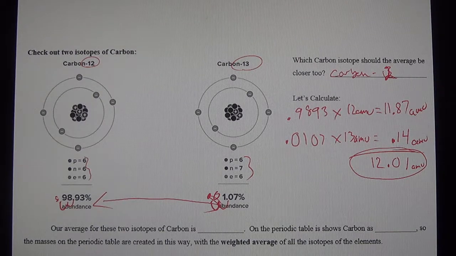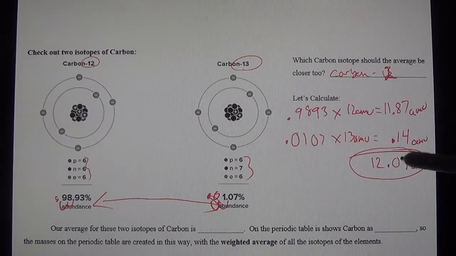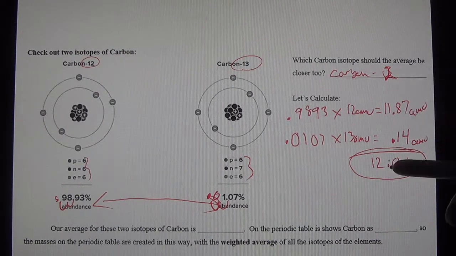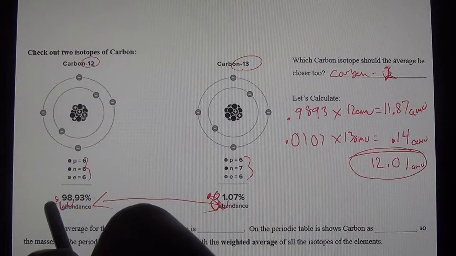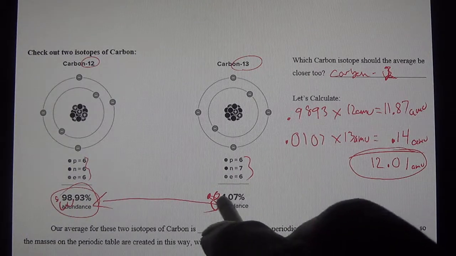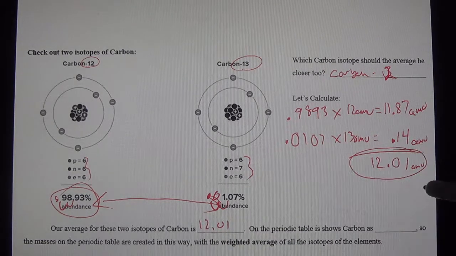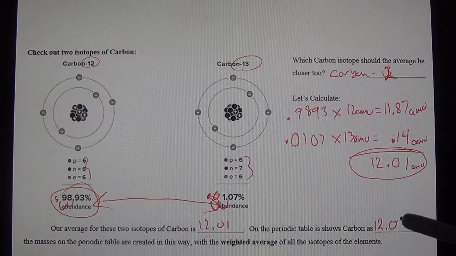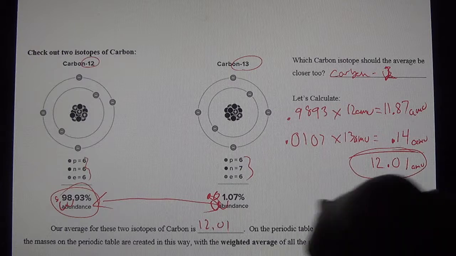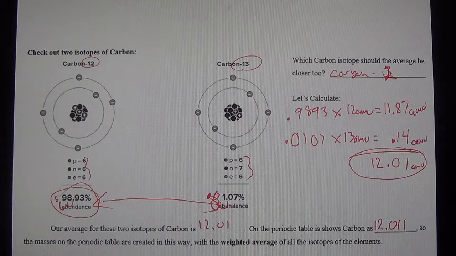All right. So there's my average of these two isotopes. It's 12.01, and I hope you see it is, like we predicted at the beginning, extremely close to 12, and that's what we expected because that's a huge amount of carbon-12 compared to carbon-13. So our average is 12.01. Now I want to point out on the periodic table it lists carbon as 12.011. And so you can see that this is exactly how we get those masses for the atoms on the periodic table. It's a weighted average of the naturally occurring isotopes of that element.